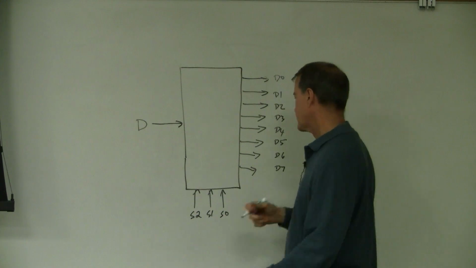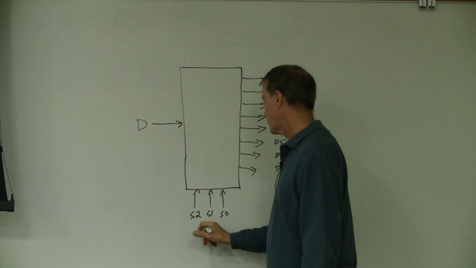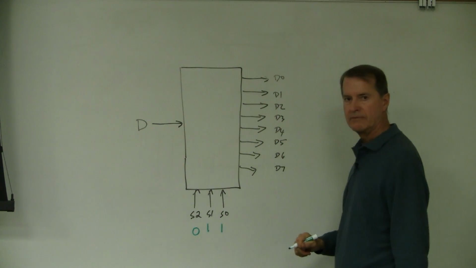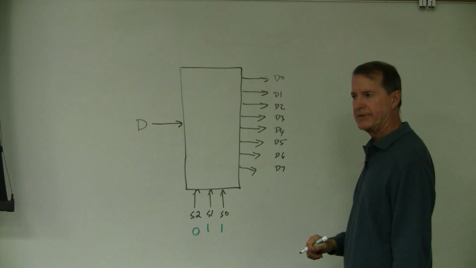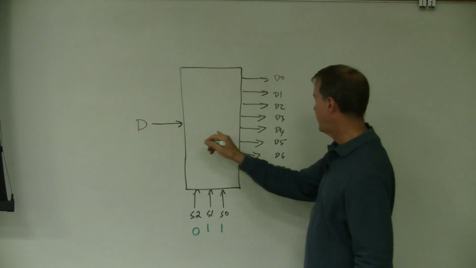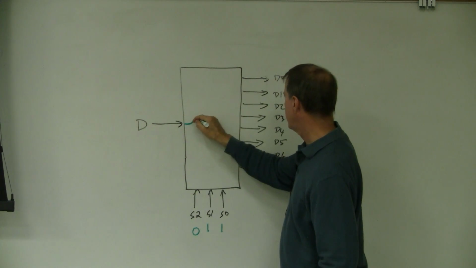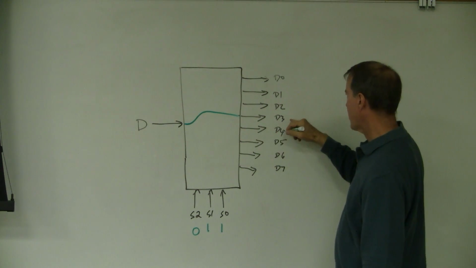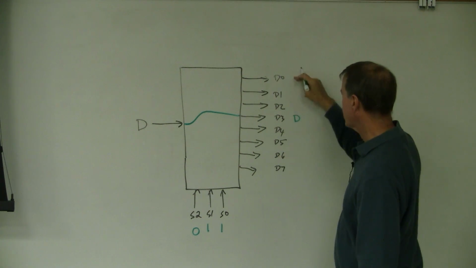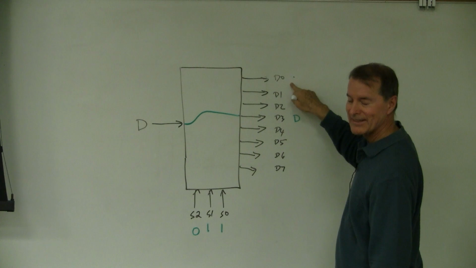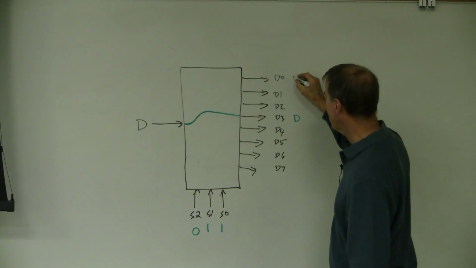And if S2, S1, S0 were 0, 1, 1, it would go to D3. This D would be routed in the black box to here. What would come out here would be D, and what would come out on all the other outputs? Nothing? Well, 0. They'd all come out 0. These would be zeros, not nothing, but 0.